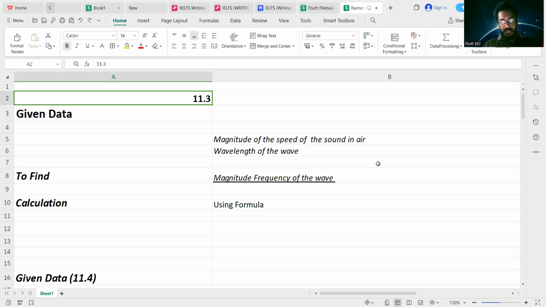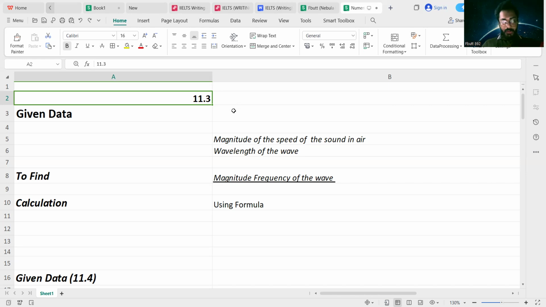Today we are going to proceed towards the completion of the remaining numericals of chapter 11, and the name of the chapter is Acoustic Dynamics or Sound. So I'm going to begin with the numerical 11.3, and the number 11.3 is on your screen on the Excel sheet.